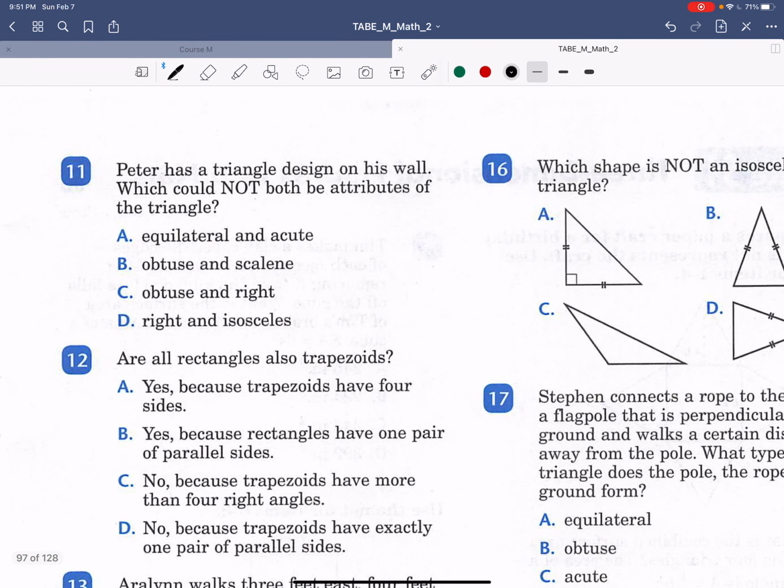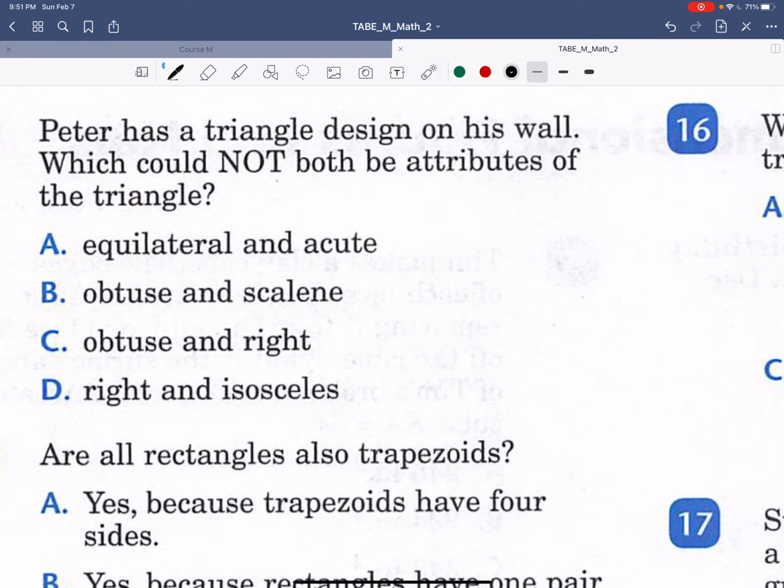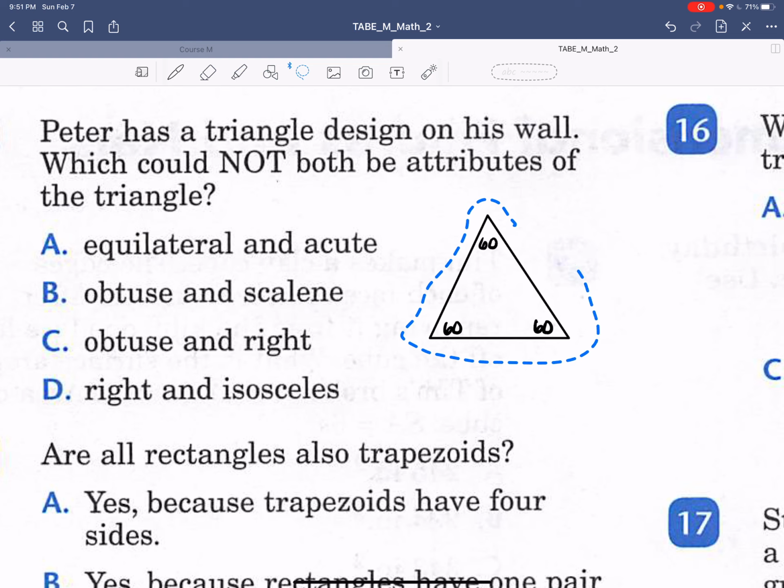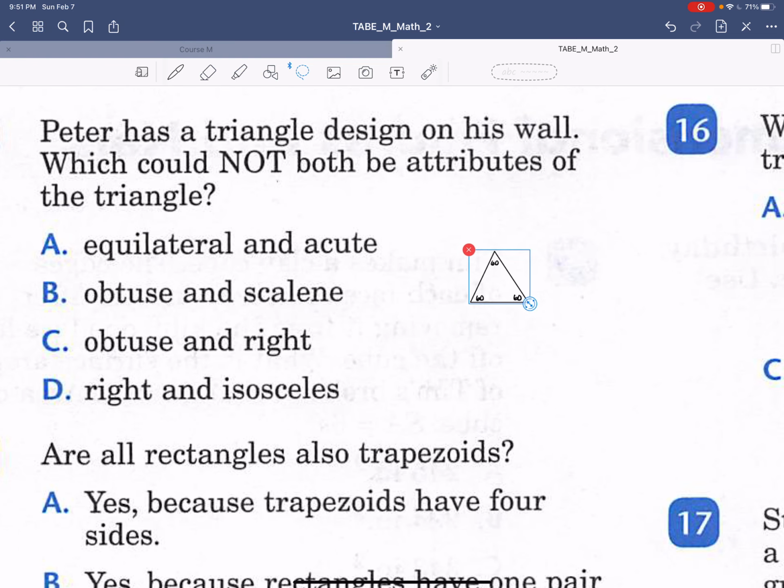Number 11. Peter has a triangle design on his wall, which could not both be attributes of the triangle: equilateral and acute. Let me show you one of those. Whoa, that's horrible. Let me draw it large and then I'll shrink it. 60 degrees, 60 degrees, 60 degrees. That's equilateral, and they're all acute. So we're going to count that one. Both of those can be true.